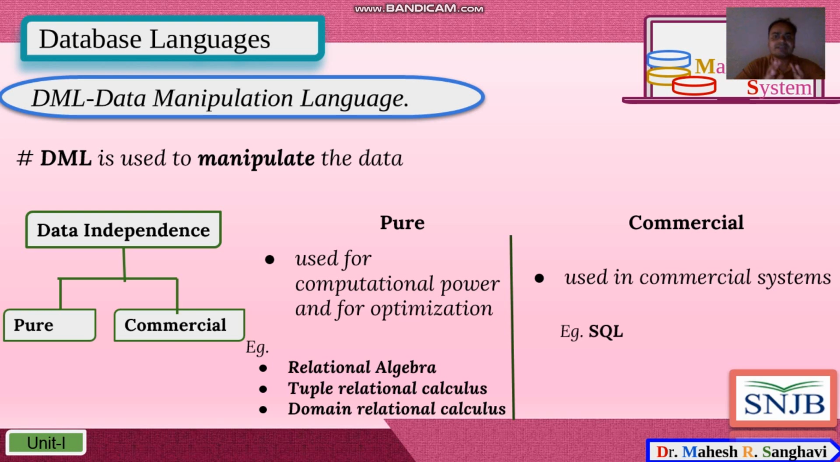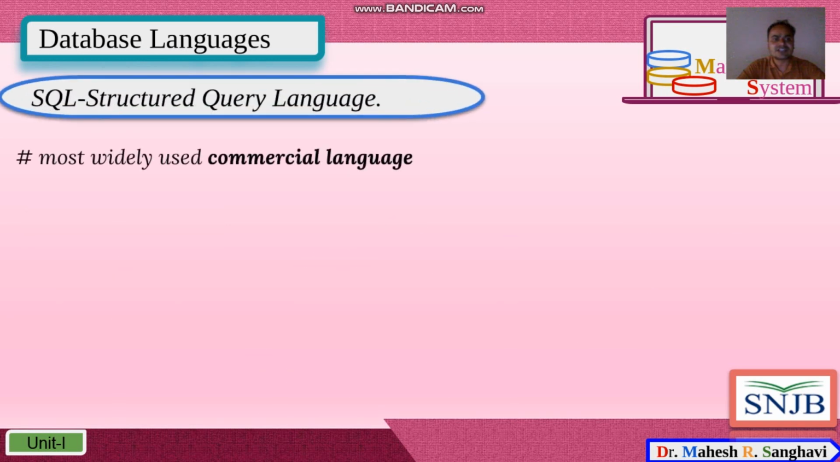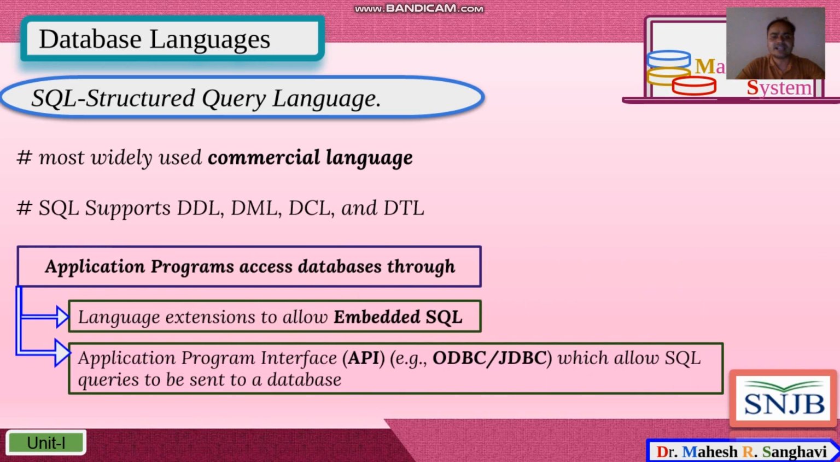Normally when we enter commands into SQL, the query processor converts this SQL command into either relational algebra or any of the middle forms, which is normally known as pure language. Now regarding structured query language, SQL is one of the commercial languages, and it supports all four kinds of commands like DDL, DML, DCL, DTL that we have seen.